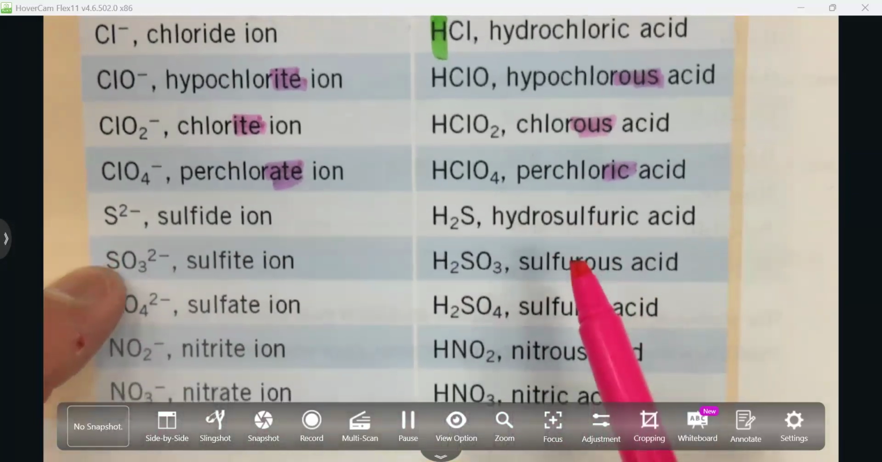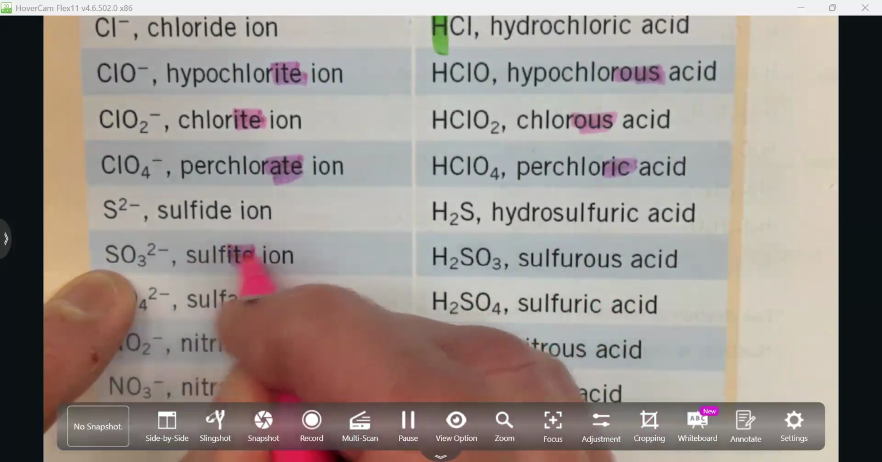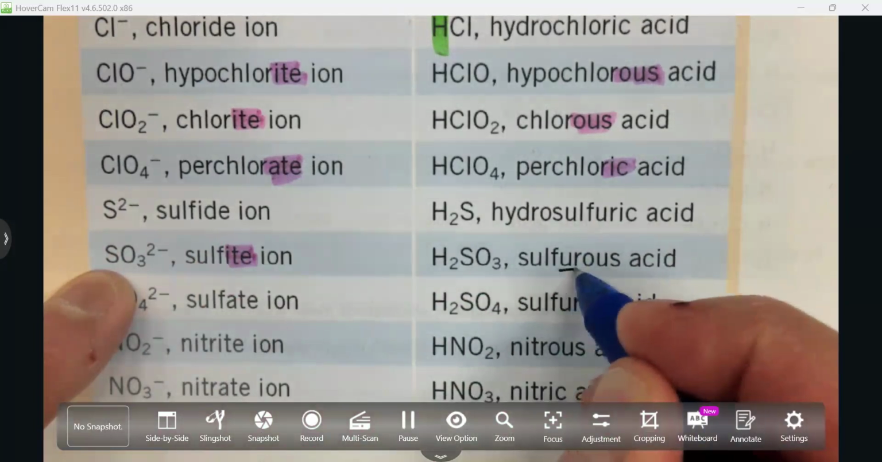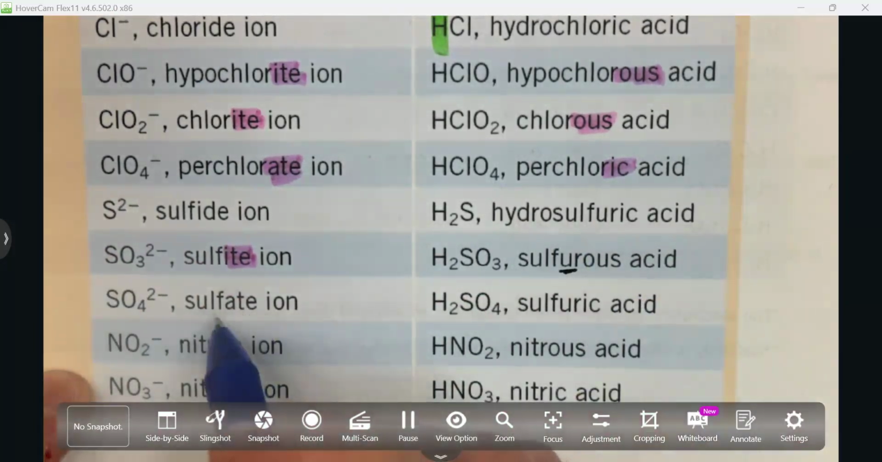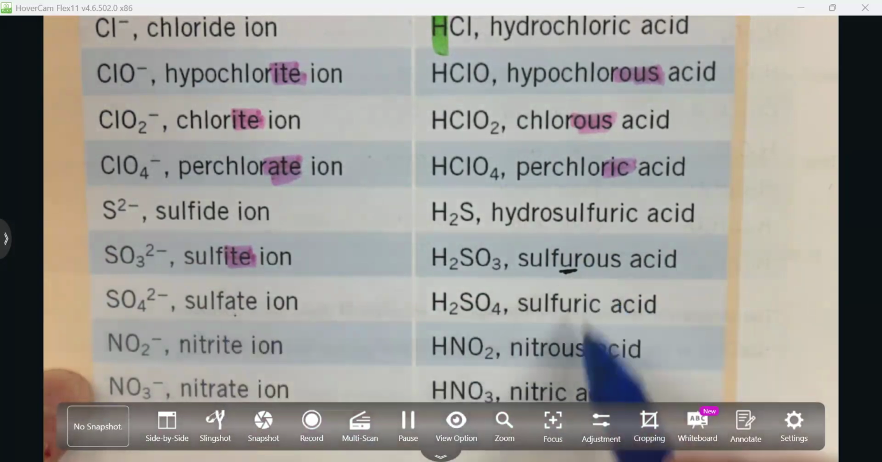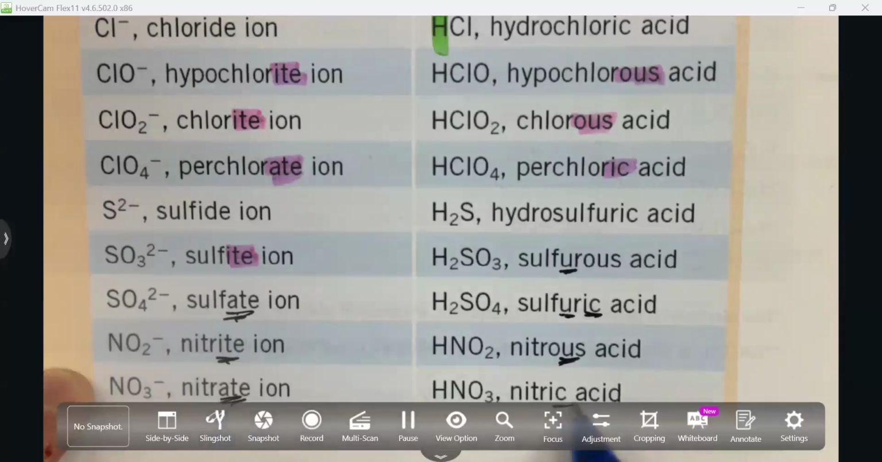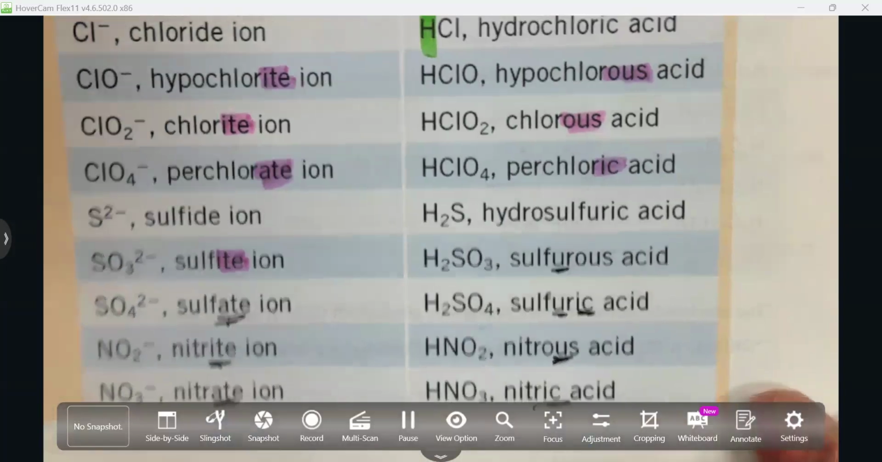So we cranked a bunch of these out already, right? This is sulfate, it's sulfuric. Remember, they keep the ur. And this is sulfite, so it's sulfurous. This is sulfuric: ate to ic, ite to ous, ate to ic. That's what it does.